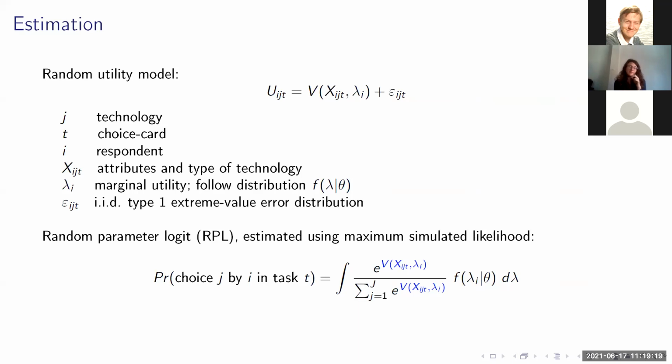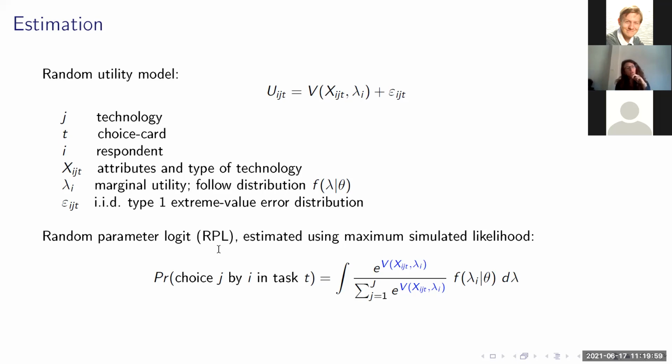Then the way we estimate the model, we rely on a random utility model. So utility has a fixed deterministic component, which is given by V, and it depends on the technology you choose and the attributes it has. And then there's a random stochastic component that takes up the variation in preferences from the households. The way we estimate this model is using a random parameter logit and the maximum simulated likelihood estimator.